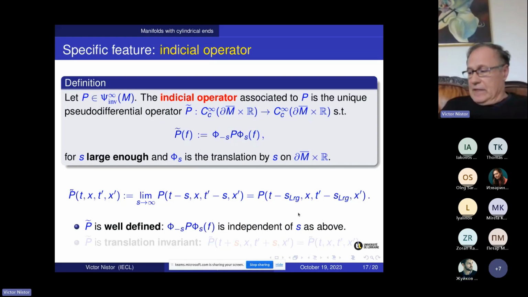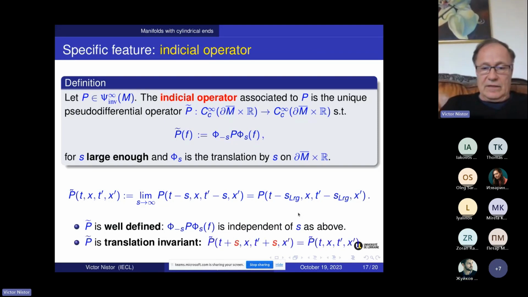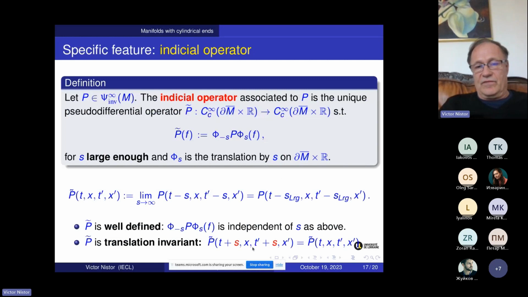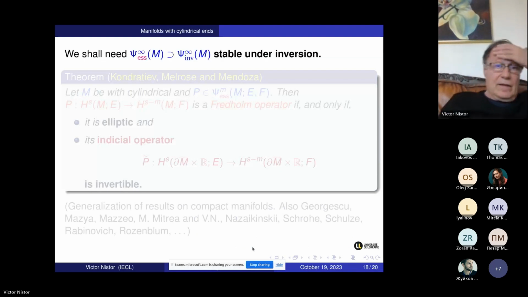Okay, then P tilde is defined, and it's translation invariant. It has a translation invariance, meaning that we can add S to both T and T prime for the distribution kernel. Now, of course, these are pseudo-differential operators. If they are of low order, as is the case for our layer potential operators, then they're actually given by functions. If not, look at this relation for outside the diagonal.